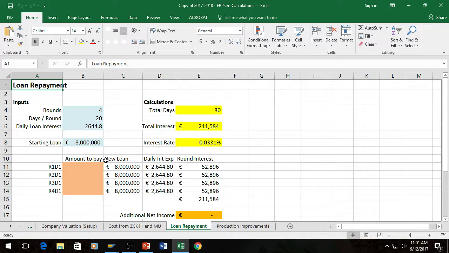So I'm setting up a data model here, and I'm presuming that we'll be playing 4 rounds. Most people do 4 rounds. There's 20 days per round, a total of 80 days.